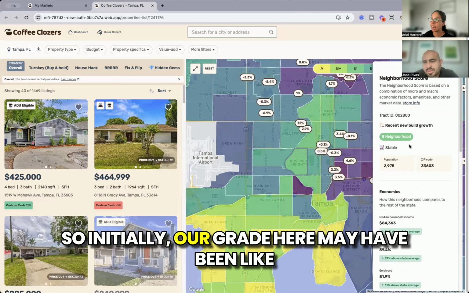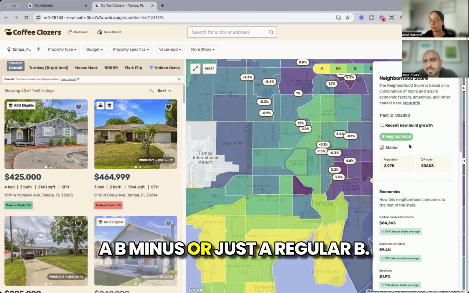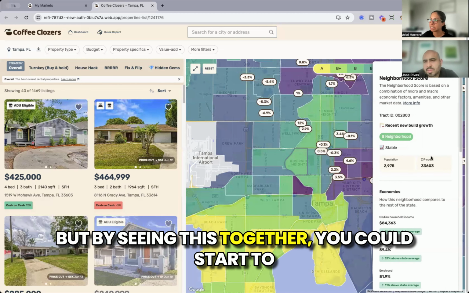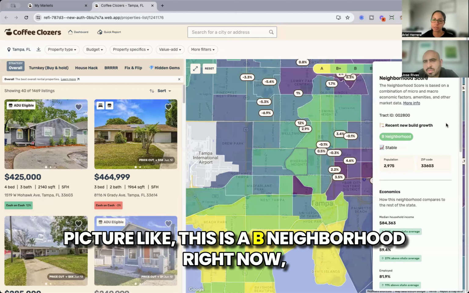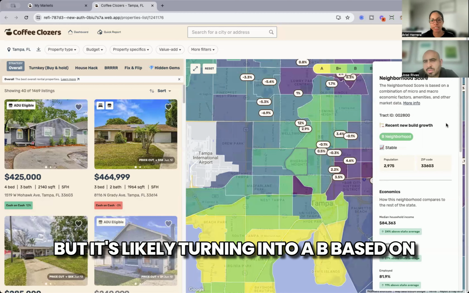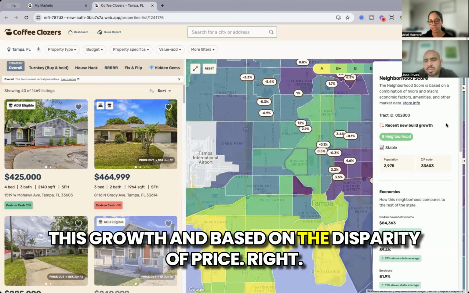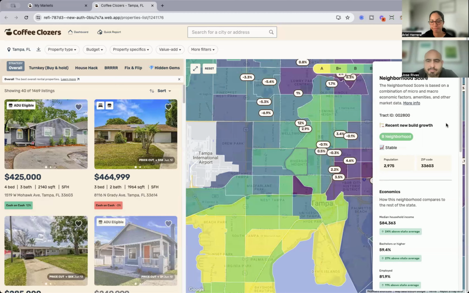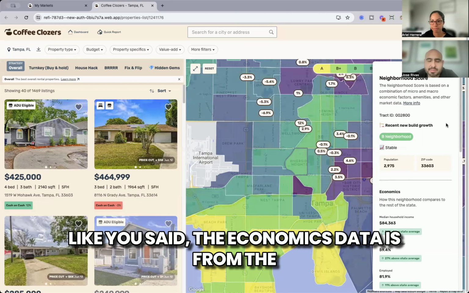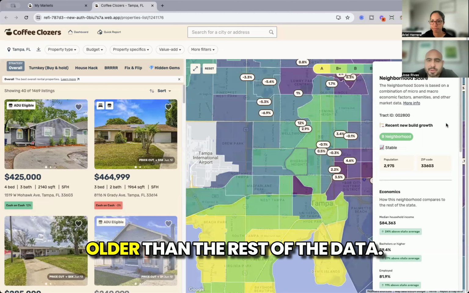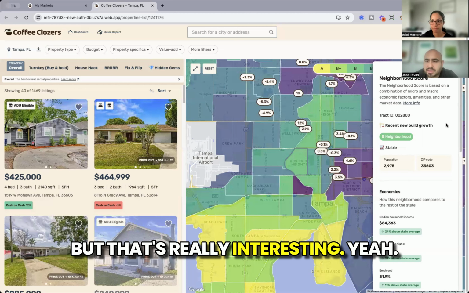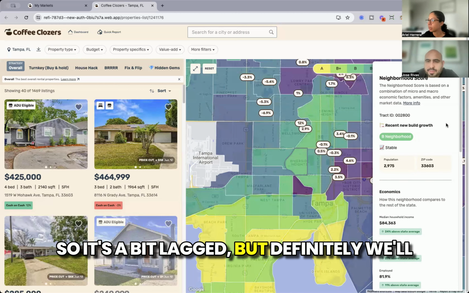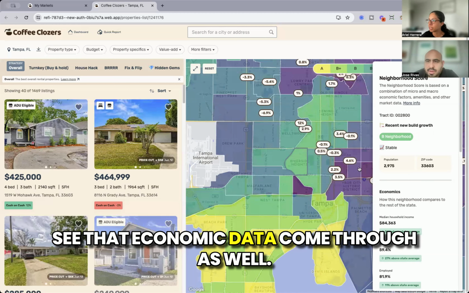So initially, our grade here may have been like a B minus, or just a regular B. But by seeing this together, you could start to picture this is a B neighborhood right now, but it's likely turning into a B plus based on this growth and based on the disparity of price. Right. And I'm assuming that the economics will follow that build trend. Like you said, the economic data is from the census, so it's going to be a little bit older than the rest of the data. But that's really interesting. Yeah, it's a bit lagged, but definitely we'll see that economic data come through as well.